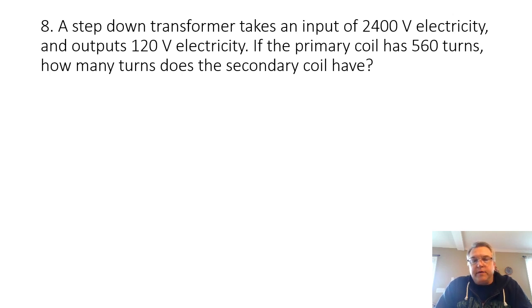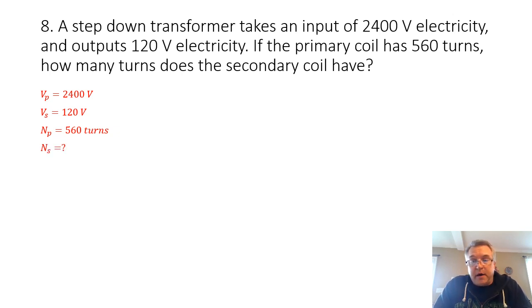Let's take a look and see what we're given in the problem. We are given the primary voltage of 2400 volts, the secondary voltage of 120 volts, and the number of turns on the primary coil is 560 turns. And we are being asked to find the number of turns on the secondary coil.